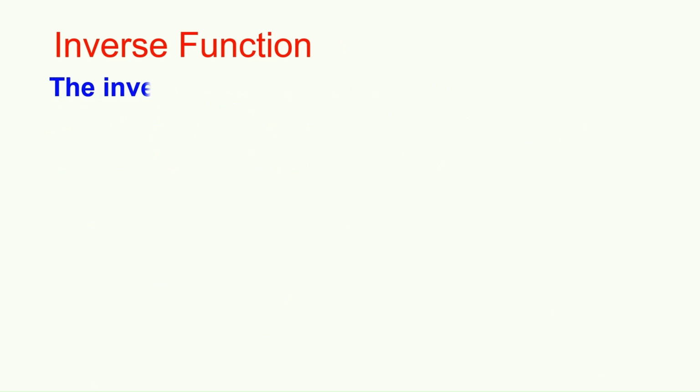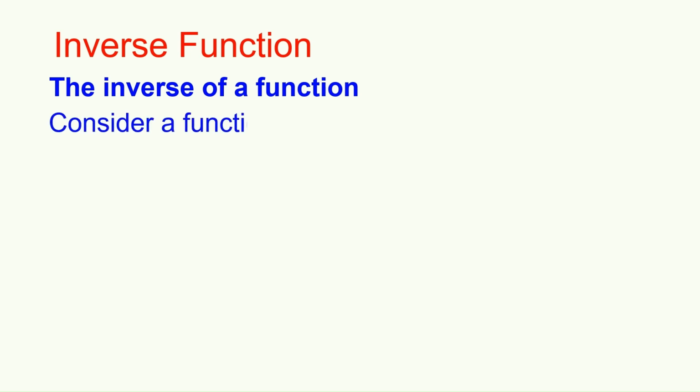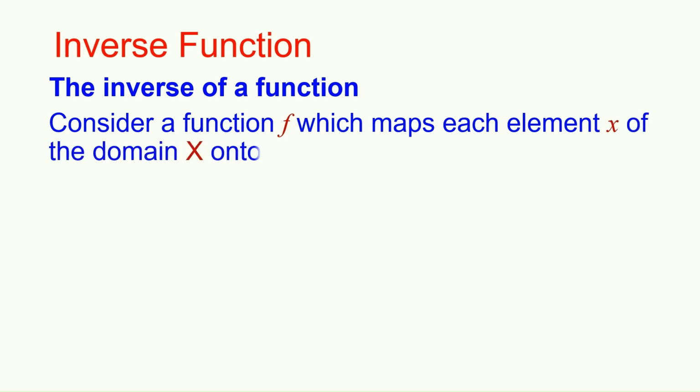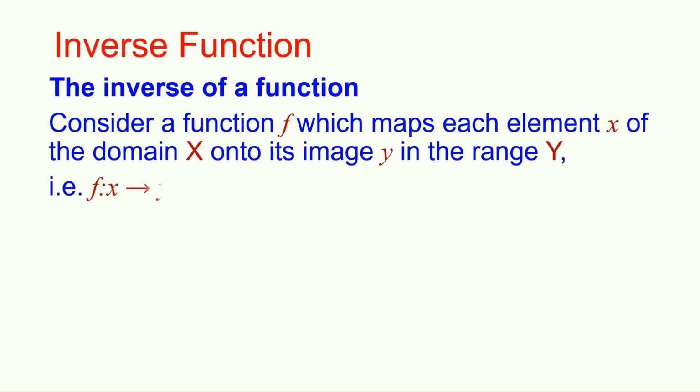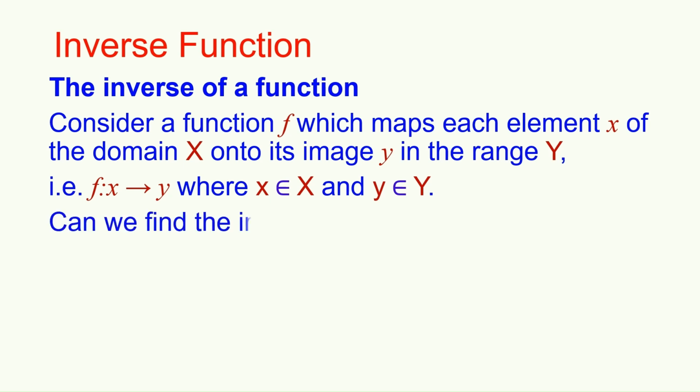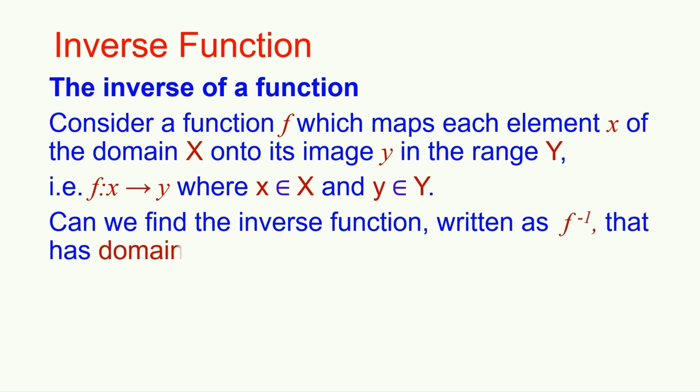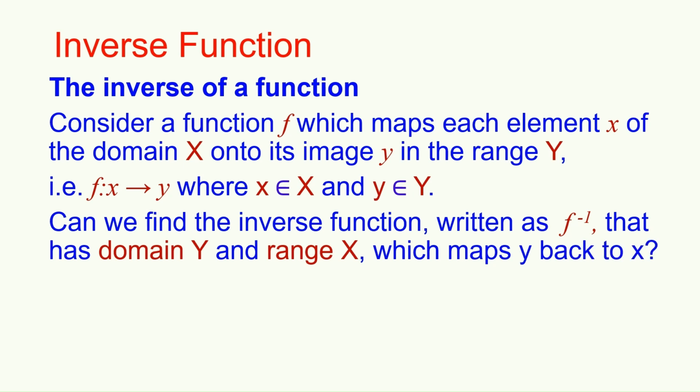The inverse function. The inverse of a function. Consider a function f, which maps each element x of the domain X onto its image, element y in the set of range Y. That is, f is a function under which each element x has an image y, where x is an element of X and y is an element of Y. Can we find the inverse function, written as f inverse, that has domain Y and range X, which maps y back to x? That is, f inverse is a function under which each element y has an image x.